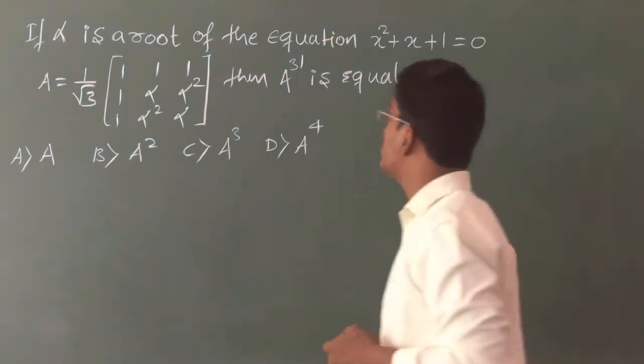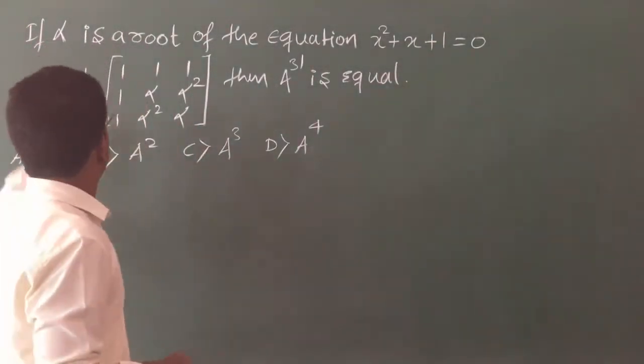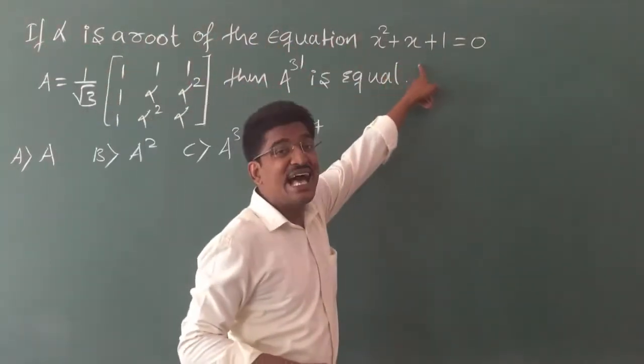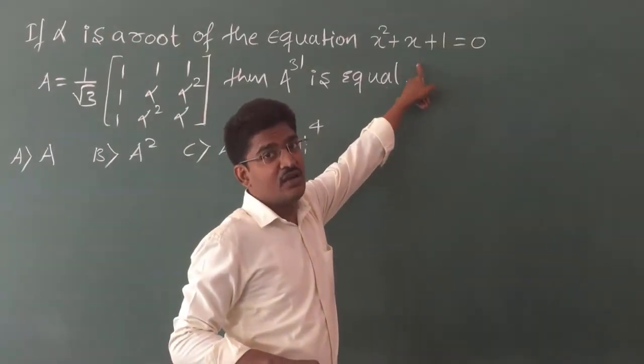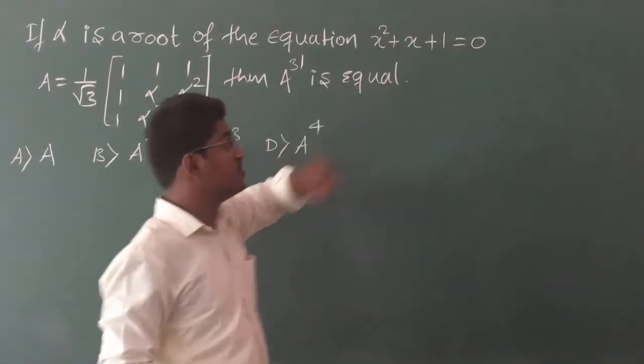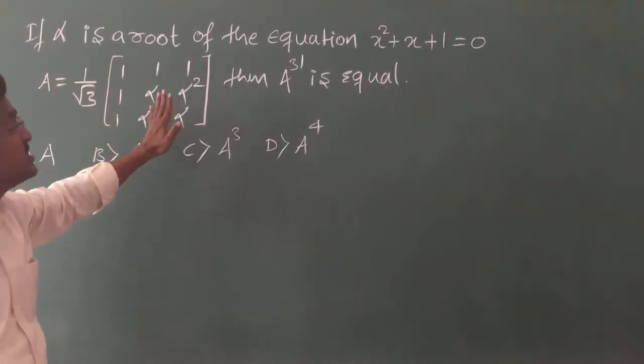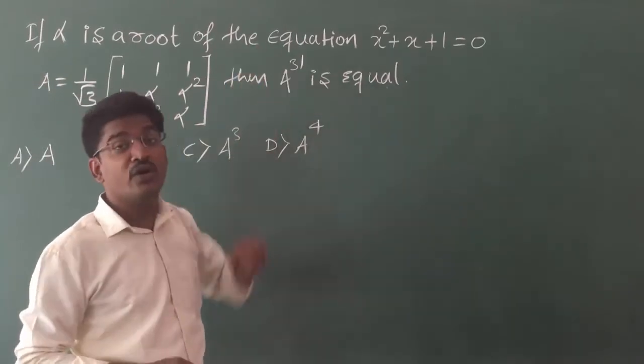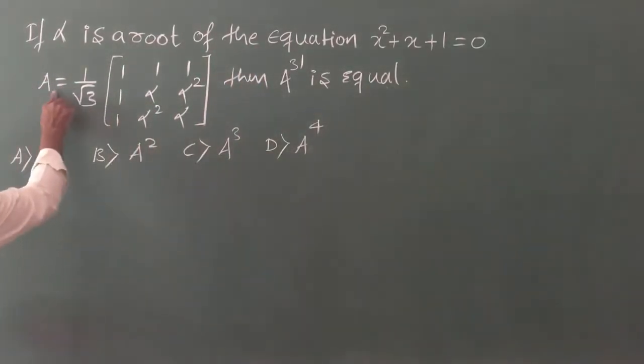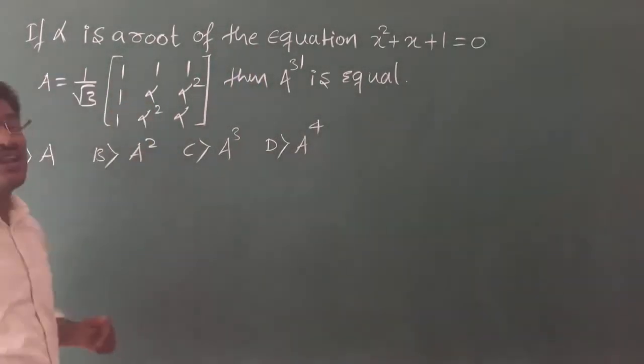This is the question from matrices. If alpha is a root of this algebraic equation, and the value of A is given in the form of a matrix, they are asking for A to the power of 31.